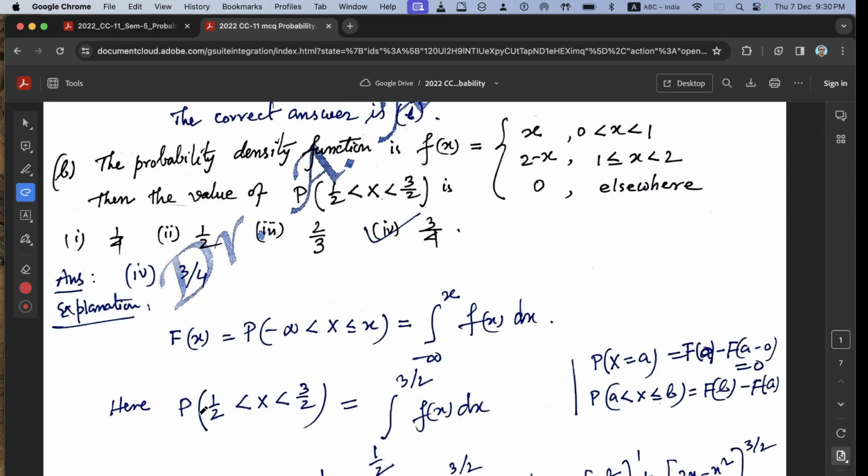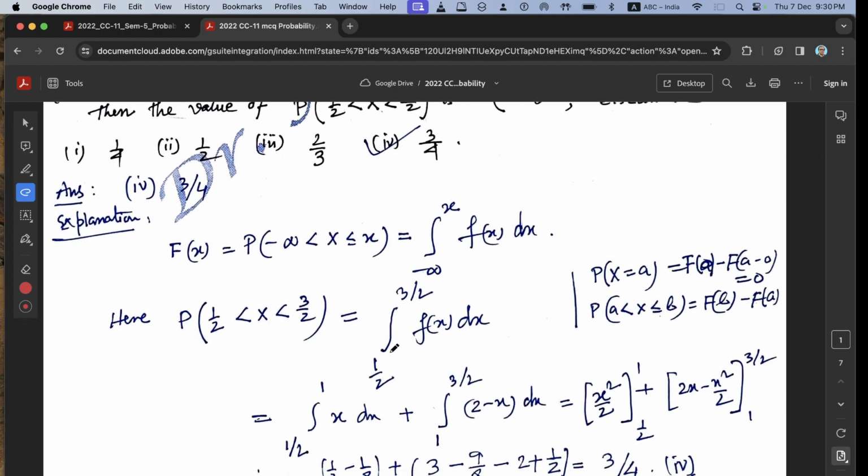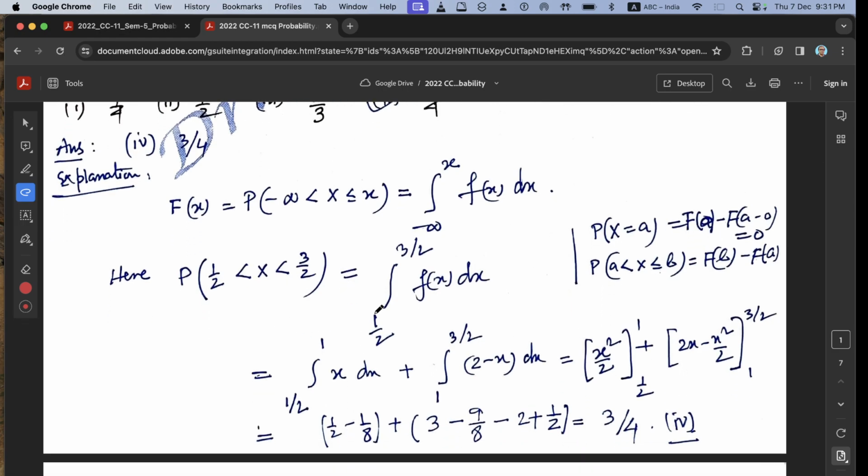Here probability of half less than capital X less than 3 by 2 equals the integration from half to 3 by 2 of f(x) dx. Because probability of A less than capital X less than or equal to B equals capital F(B) minus capital F(A). So here, if we put the equal sign, then probability of X equal to 3 by 2 equals 0. So we can write this integration with limits half to 3 by 2.